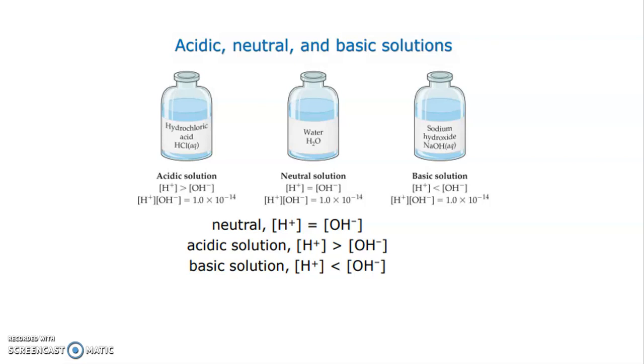So this is video 16.4 of the packet. Remember last time we talked about how to determine whether a solution is acidic or basic. If the hydrogen ion concentration and the hydroxide concentration are the same, that's neutrality, and that would be 1.0 times 10 to the minus 7th for each concentration. An acidic solution is going to have a higher concentration of protons, and a basic solution is going to have a higher concentration of hydroxide.